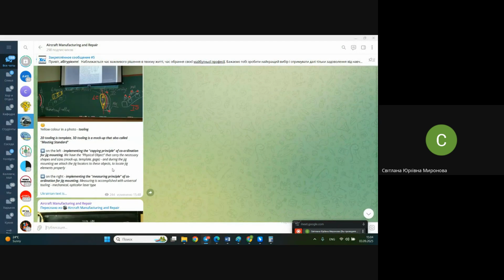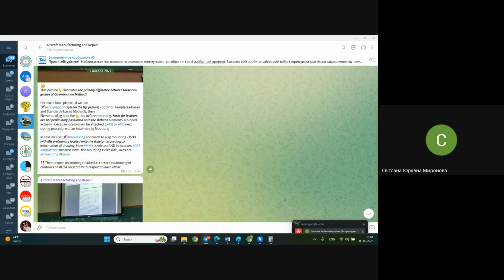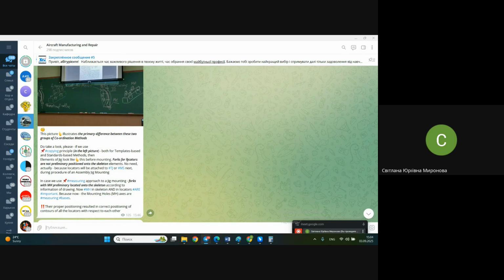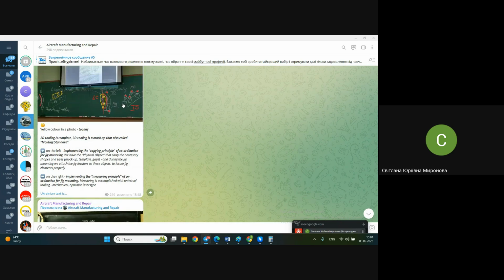And you see here is the explanation that we have practically only two techniques. One technique relies on the copying of sizes by molding, literally by molding, you've seen it. And another with measurement of sizes. That's it.